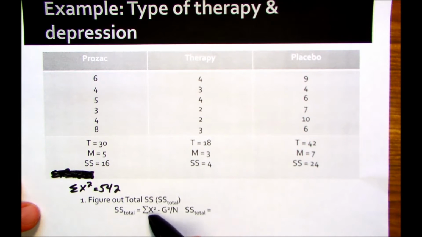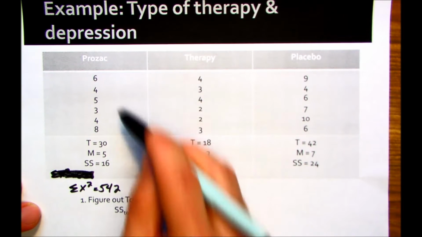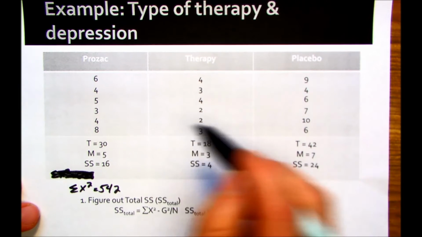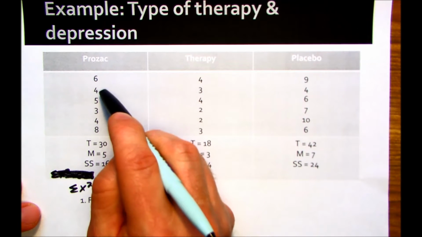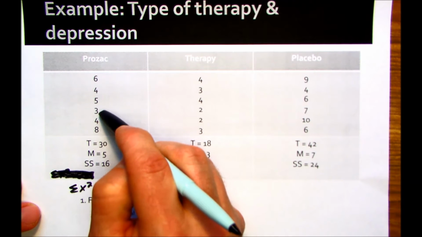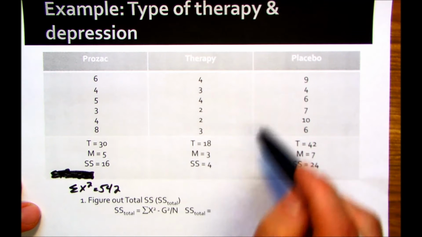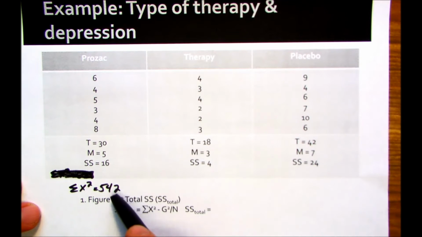So we're going to get all the x's, square them, and then add all those up. That would be like 36 plus 16 plus 25 plus 9 plus 16 plus 64 plus 16, and so on, all through all 18 scores. When you do that, the sum of x squared equals 542.